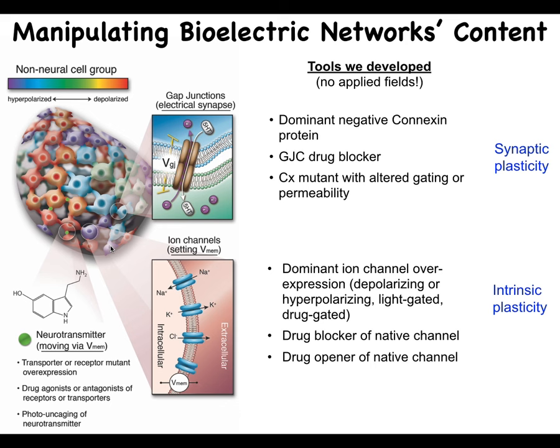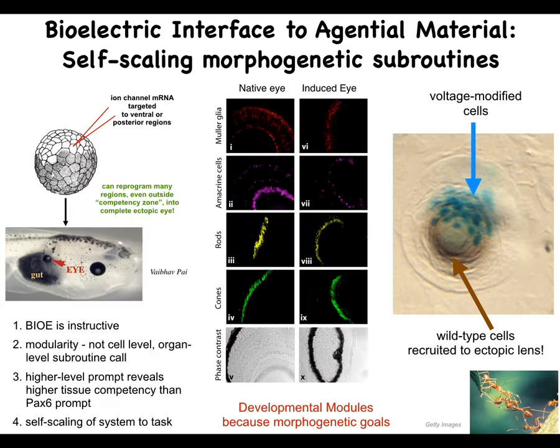So now, can we rewrite the information content of these networks? Can we put false memories into the collective intelligence of cells? So here's a couple of examples. One example is that in an early frog embryo, we target some cells that are going to become gut. We target them with ion channel mRNA, encoding some potassium channels.